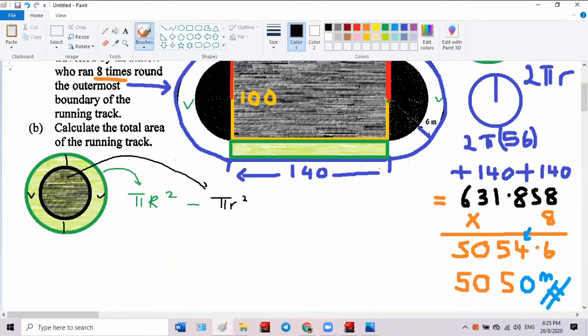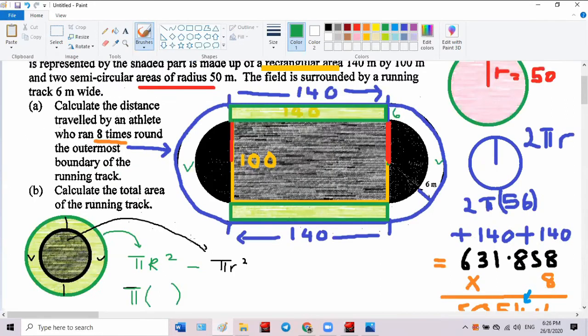Okay, so what's the formula? Use your calculator, pi. What value should I use for this one? What's the giant radius? Big radius. The outer green radius. 56. 56. You should understand or not?